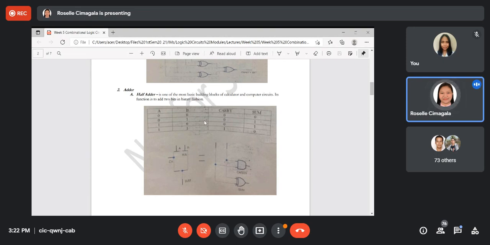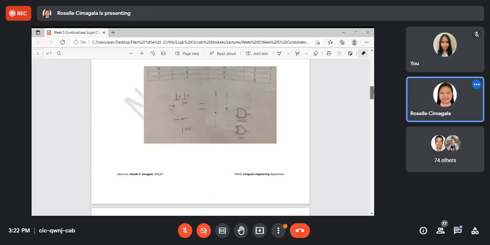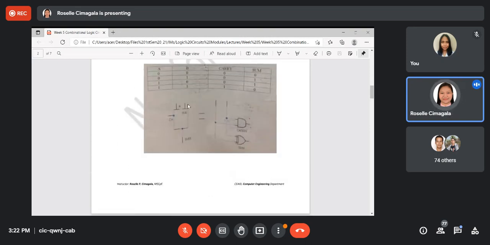And then for 0 and 1, we add 0 plus 1, the output is 1, the sum is 1, carry 0. If we add 1 plus 0, the sum is 1 again, carry 0. And if we add 1 plus 1, the sum is 0, carry 1. So this is how we add binary numbers, and that is how our half adder functions. And if we draw its block diagram, it is a square, and this is the logic diagram.